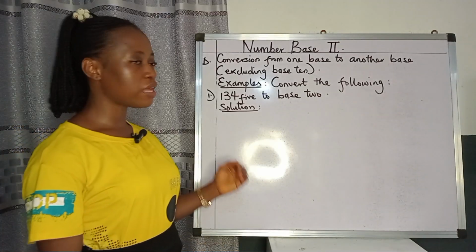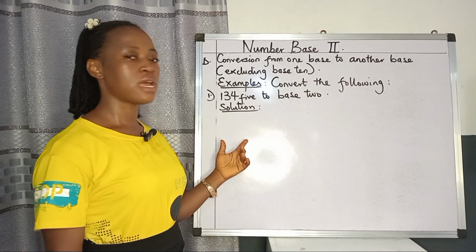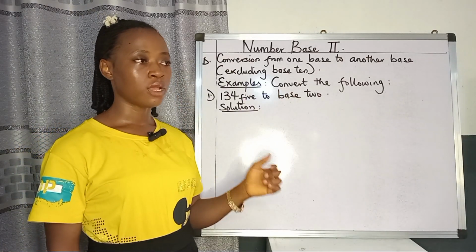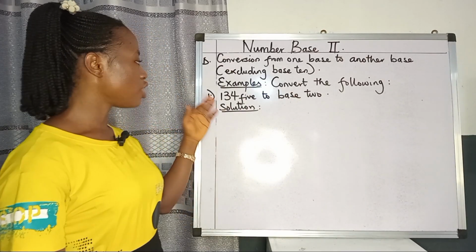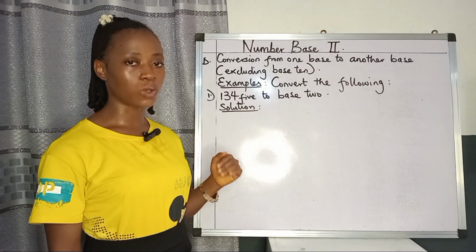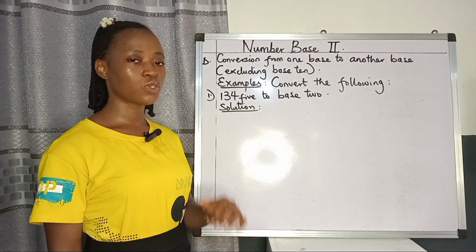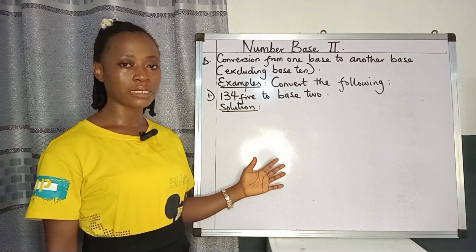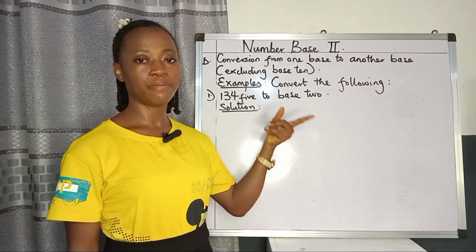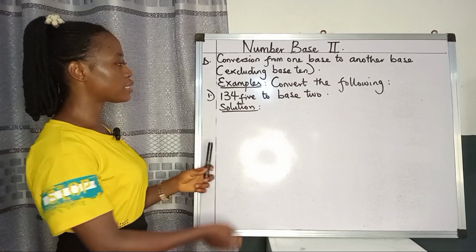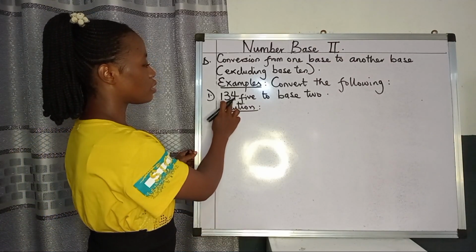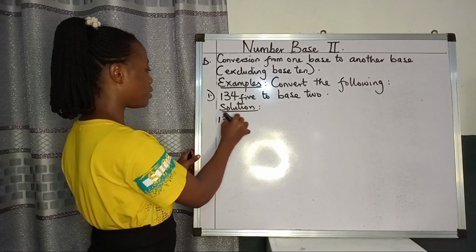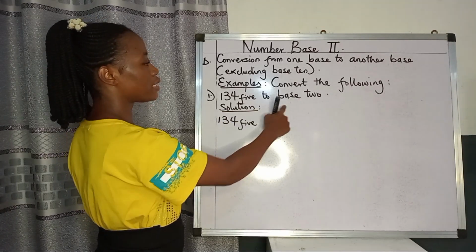Now, when you are given a number in a base other than base 10 and you're asked to convert it to another base, the first thing to do is change that required number first of all to base 10. All right, so after you have converted the number to base 10, then you change your answer to the required base. Now what I mean is this: for example, you are given 134 base 5 and you are asked to convert it to base 2.